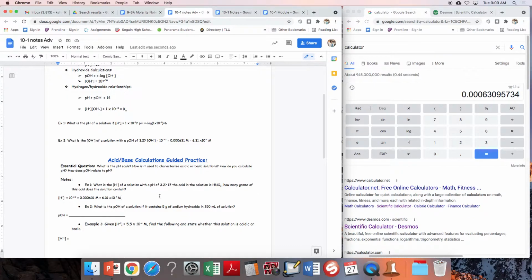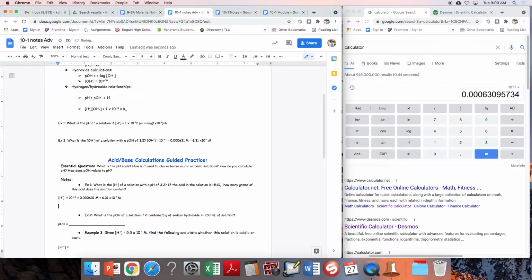The next thing it asks me, though, is how many grams of HNO3 would this solution contain? This is back to a 9-3 question. So I know a concentration. I can give a volume. I should have given a volume. So how many grams of this acid does, we're going to say, 400 milliliters of the solution contain?